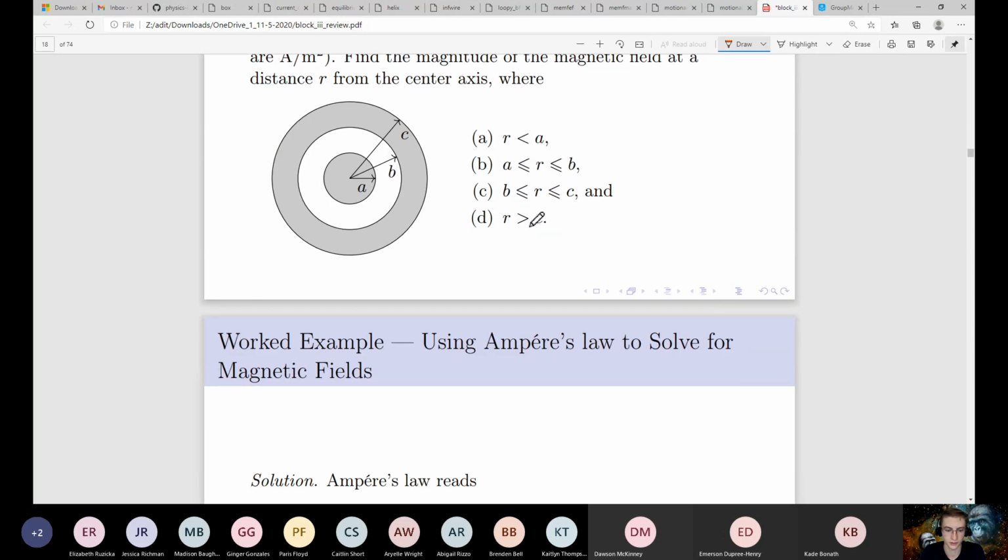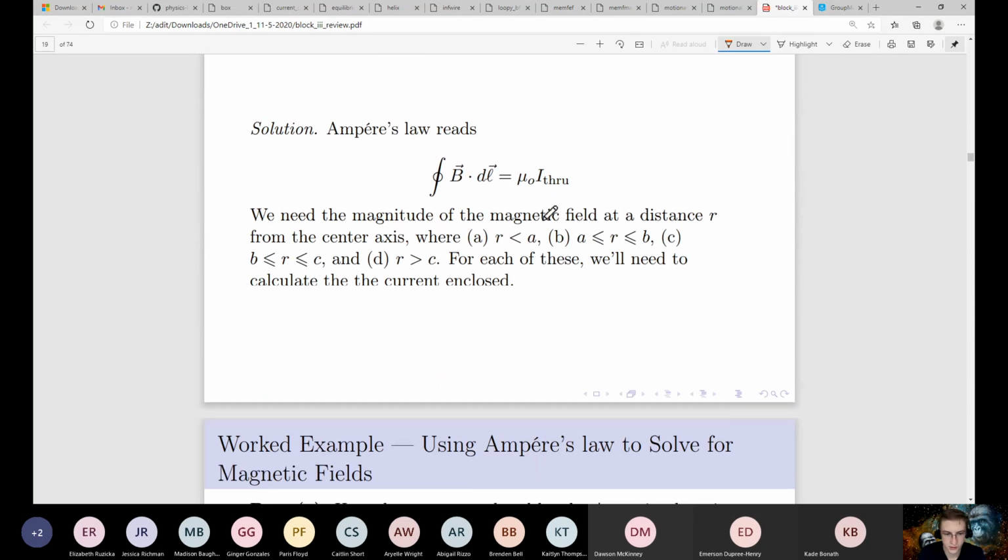All right, let's go forward. Ampere's law reads: the closed loop integral of B dot dl is equal to mu naught times I through. And we need to figure out the magnitude of the magnetic field at a distance r away from the center axis. Going back to the question earlier when Tyler was going over Ampere's law, what r is equal to: r is just how we apply it in Ampere's law. It's the distance at which we want the B field, so it's going to be the radius of the Amperian loop.